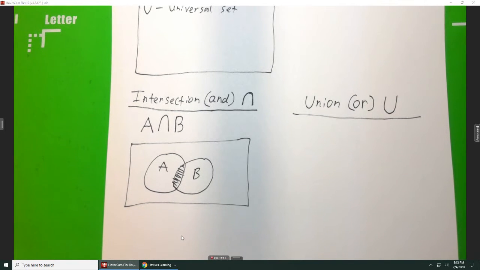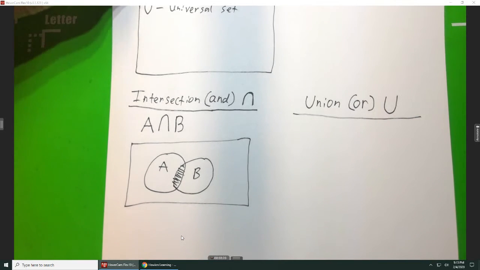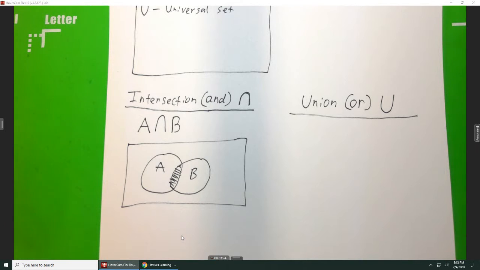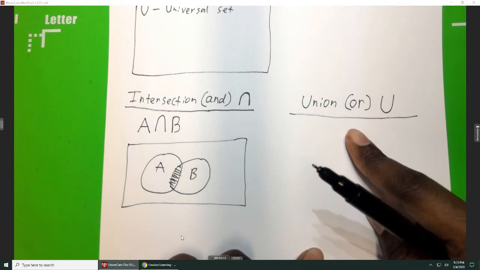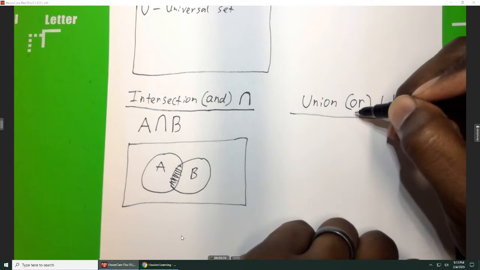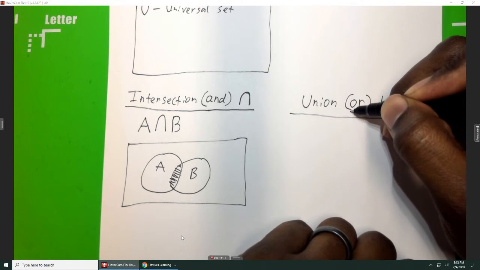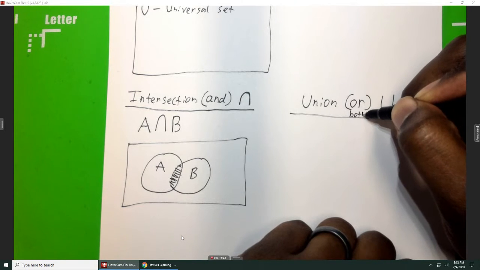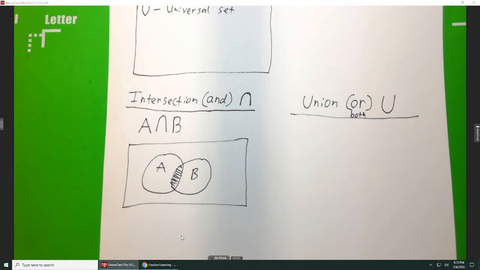Now, I know you guys are familiar with the English language, and when we say or, we either mean this or that. So I can say, do you want chocolate or vanilla? Not both. In this case, or could mean both. So you might want to write that somewhere. Or, in this setting, could also mean both. So somebody said, do you want ice cream or cake? Yes would be a simple answer, because there is such a thing as ice cream cake. So you can get both.